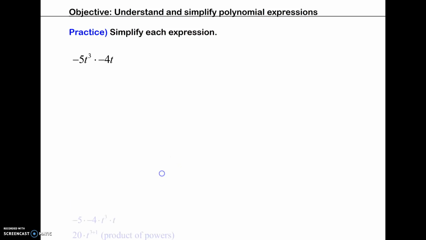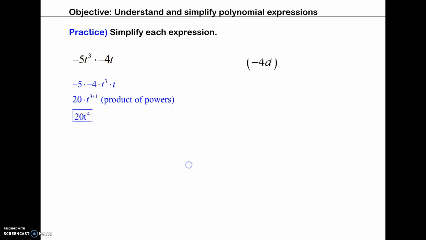Okay, this should have been the final answer right here. You multiplied -5 times -4 to get your positive 20. t cubed times t makes t to the power of 4. Here's your next one, so go ahead and pause it.